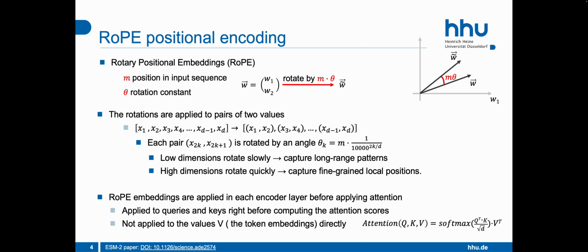In practice, RoPE embeddings are applied inside each encoder layer just before the attention is computed. More specifically, they are applied to the query and key vectors, but not to the value vectors. This means the positional information directly affects how tokens attend to each other and how the attention scores are computed, but it doesn't affect the token representations themselves. This method has been found to improve the model's ability to generalize to longer sequences and to learn positional relationships more flexibly than traditional absolute positional embeddings.